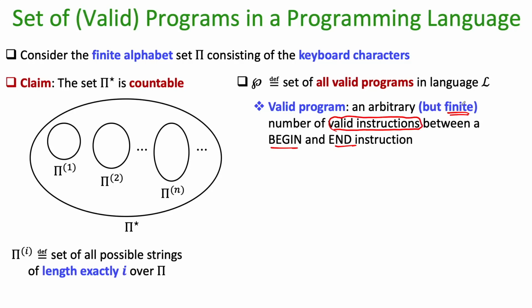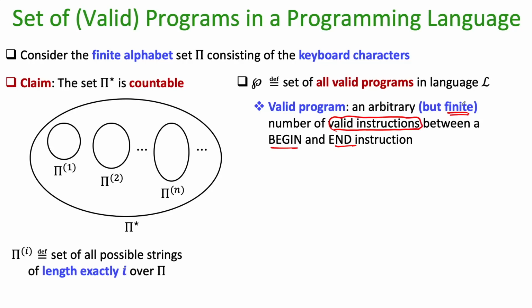Why is that the case? Because if you have an infinite number of instructions between the begin and end instruction, how can your program be valid? How can the program give you some output? Because to get the output from your program, you need to reach the end instruction. Your compiler needs to reach the end instruction.